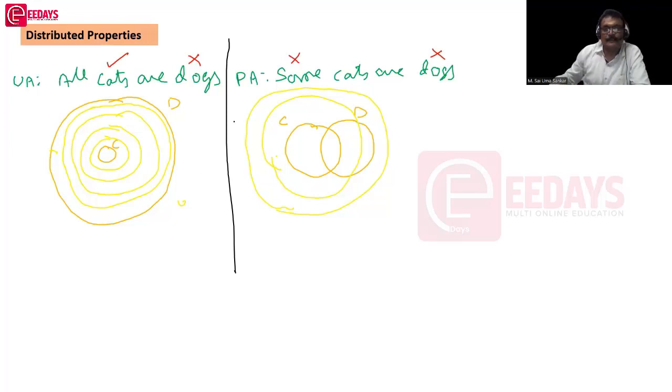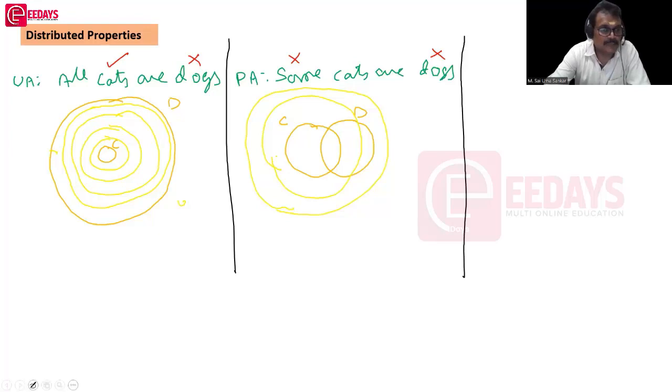In the universal affirmative, subject is distributed and predicate is not distributed. In the particular affirmative, both are not distributed. And what is the third one? Universal negative. What is the universal negative? No cat is dog. Okay.